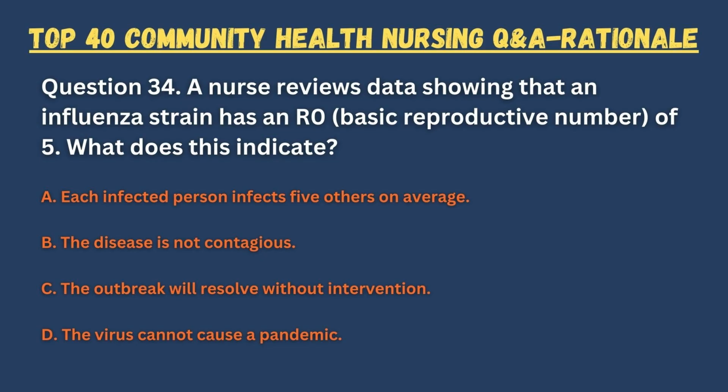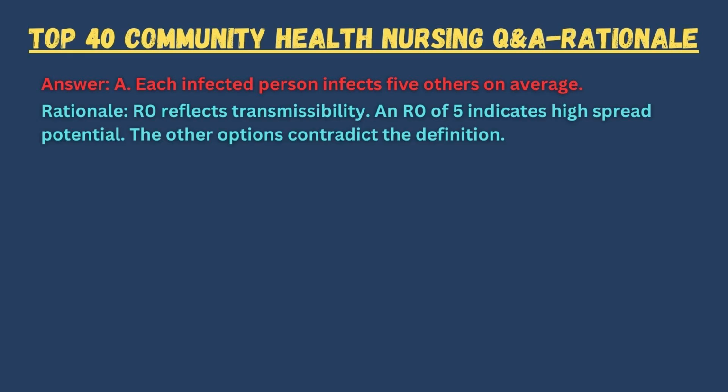Question 34. A nurse reviews data showing that an influenza strain has an R0, basic reproductive number, of 5. What does this indicate? A. Each infected person infects 5 others on average. B. The disease is not contagious. C. The outbreak will resolve without intervention. D. The virus cannot cause a pandemic. Answer: A. Each infected person infects 5 others on average. Rationale: R0 reflects transmissibility. An R0 of 5 indicates high spread potential. The other options contradict the definition.